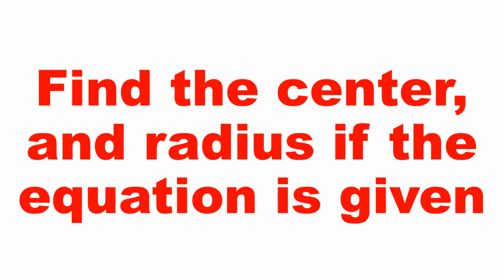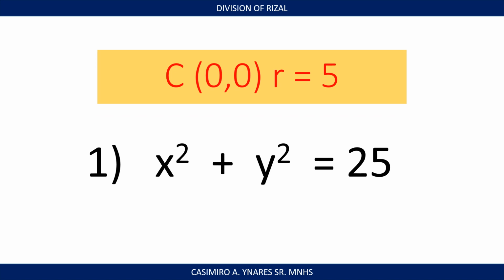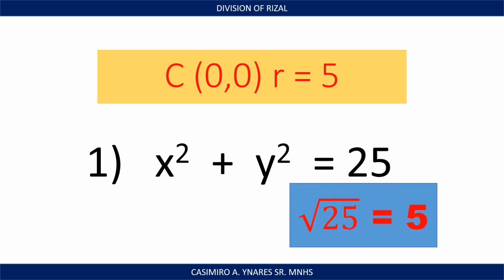So, we have x squared plus y squared is equal to 144 because 12 squared is 144. Let's have some practice. Find the center and radius if the equation is given. Let's have number 1. We have x squared plus y squared is equal to 25. What is your answer? The center is 0, 0, and the radius is 5, because the square root of 25 is equal to 5.